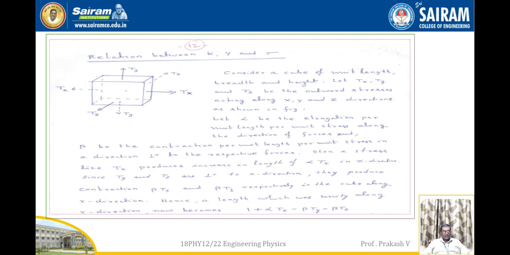Then a stress like Tx produces an increase in length of alpha Tx in the x direction. Since Ty and Tz are perpendicular to the x direction, they produce contractions beta Ty and beta Tz respectively in the cube along the x direction. Hence a length which was unity along the x direction now becomes 1 plus alpha Tx minus beta Ty minus beta Tz.